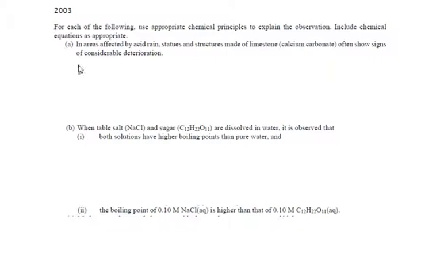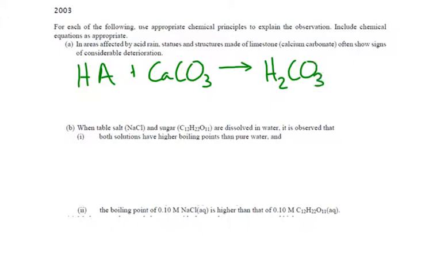I have acid rain, so some acid, and calcium carbonate. Now, any baby chem kid could probably tell you, oh, it's going to be a double replacement reaction. I'm going to end up with H2CO3 and calcium and some anion. And that baby chem student is actually on the right track, but you as AP chemistry students know there's no such thing as carbonic acid. It decomposes instantaneously into carbon dioxide and water.